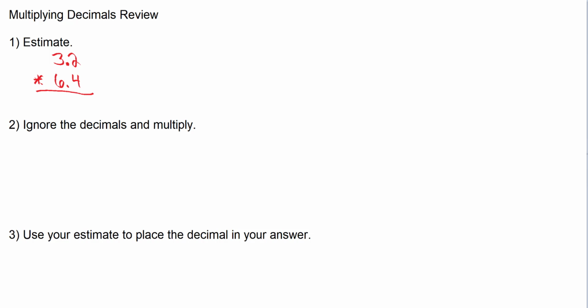Now when you estimate, you should choose something that is easy to multiply, something you can do in your head. So 3 2/10, we're just going to estimate that, and make that just 3. And then 6 4/10, we're just going to make that 6. We multiply that, and we get 18. And so now you have your estimate of 18 for this problem.